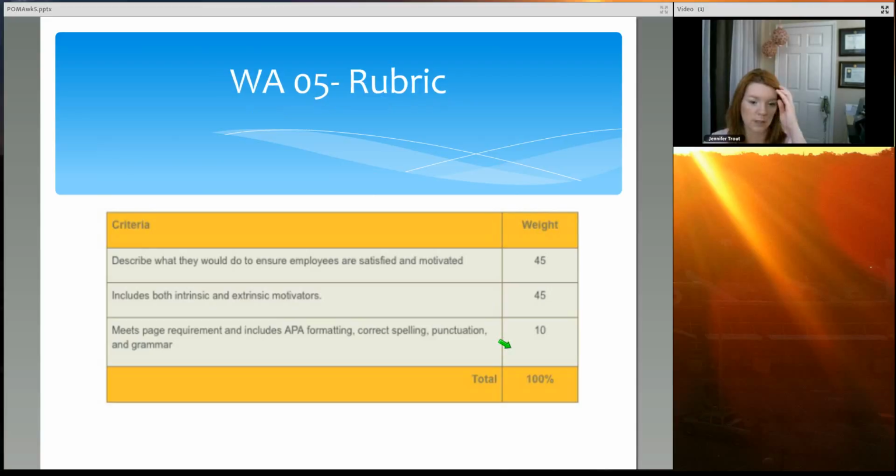So, the rubric here is 45 for describing what you would be doing to ensure satisfied and motivated employees. Include both intrinsic and extrinsic motivating factors, and then of course that 10% for APA, formatting, correct spelling, punctuation.